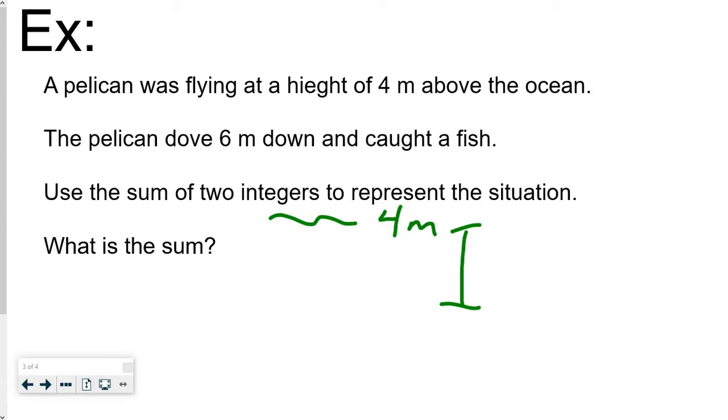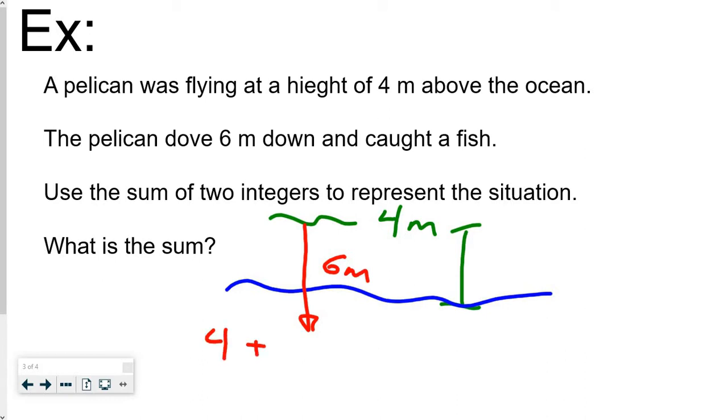So we know that the sea is here. And that's 4 meters. That's where the bird is flying. It dove 6 meters down. So when it dives, it goes 6 meters down. So when we add these up, 4 meters plus, when we're using negative 6 because it went down, negative 6 meters, we get negative 2 meters. So it caught the fish at negative 2 meters below sea level.